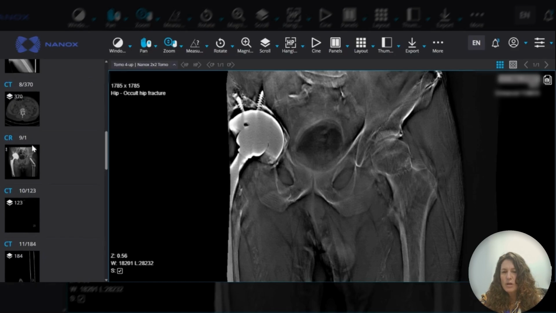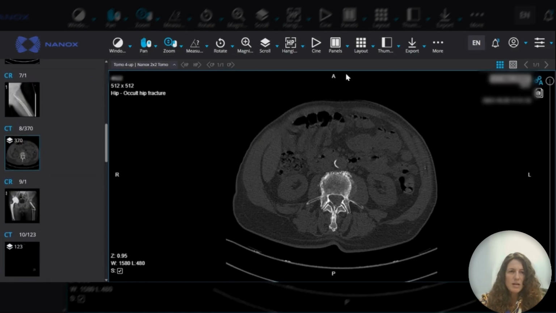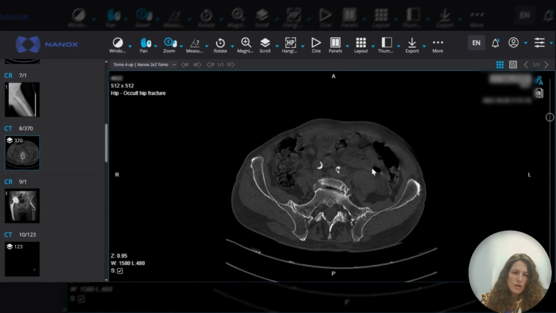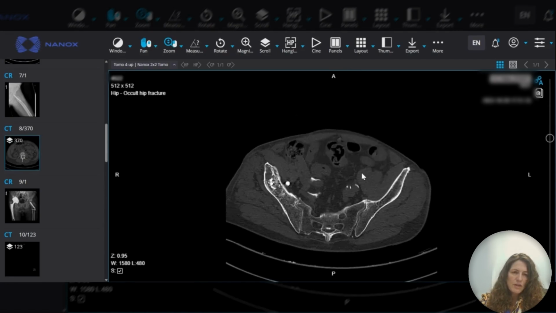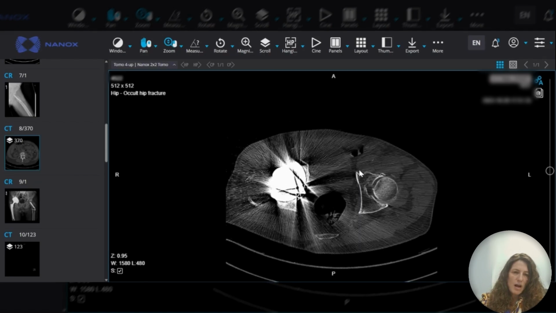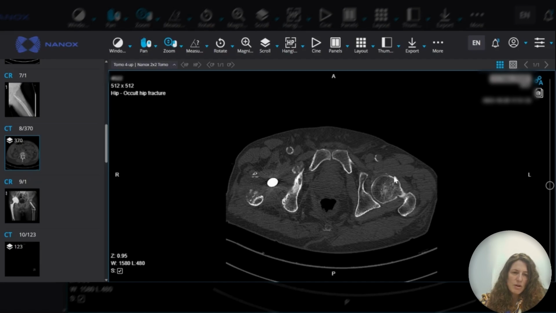There's also images of the CT scan that we can visualize on this patient. Again, showing the left hip fracture, which was very obvious on the tomo images, not seen on the x-ray images, but then again seen here on the CT images.